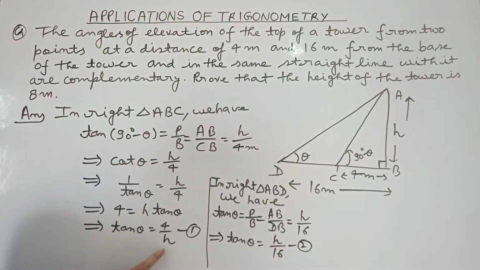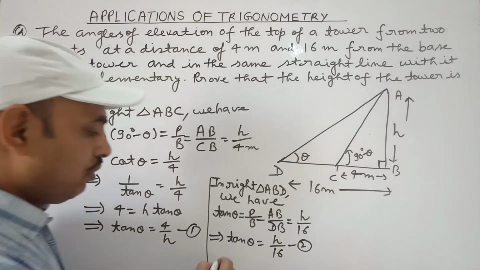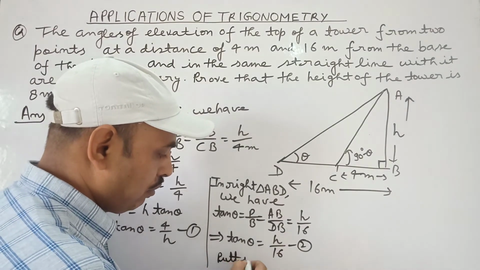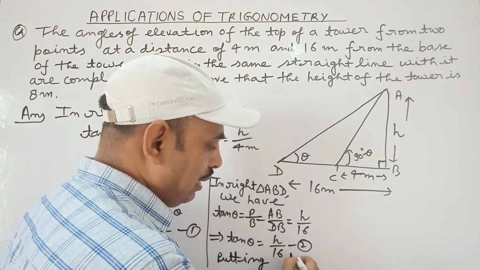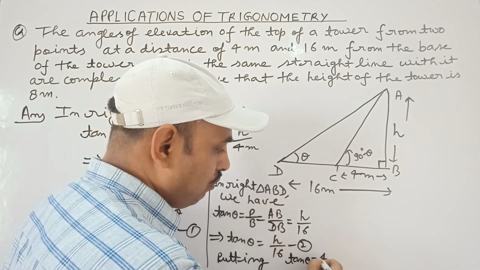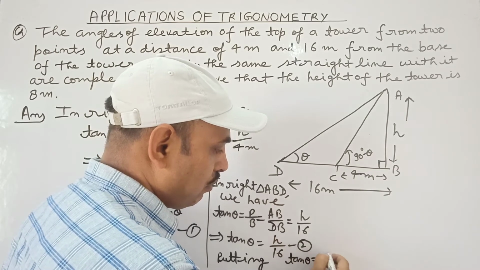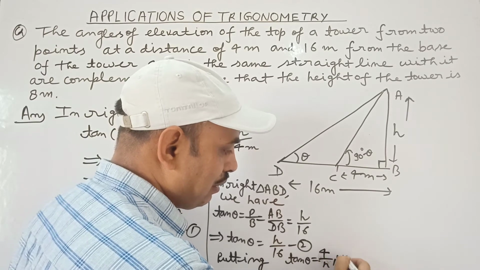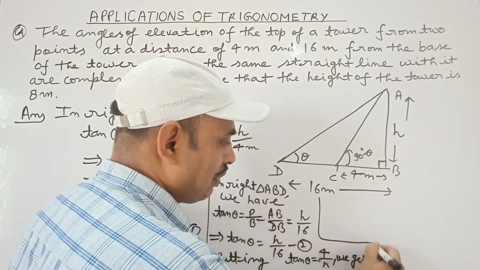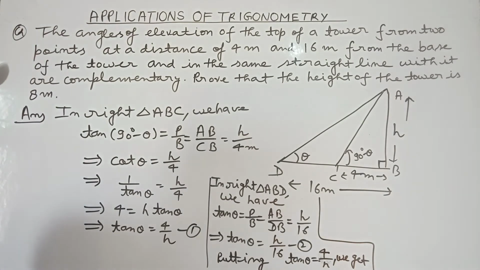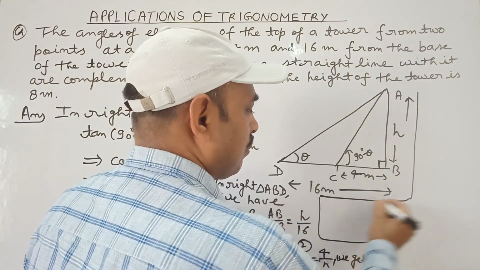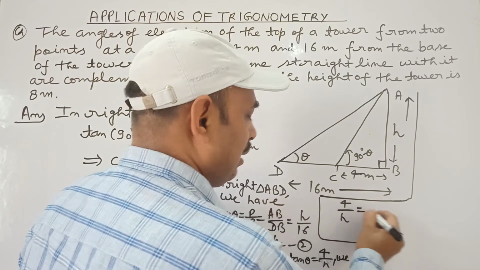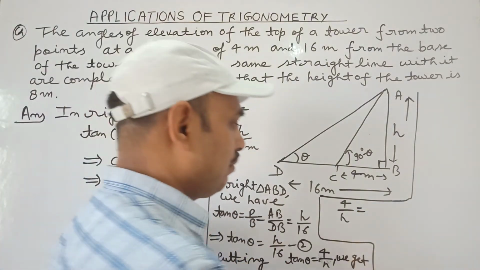Put tan theta equal to 4 upon h in this. Putting tan theta equal to 4 upon h, what do we get? Tan theta is 4 upon h. Put 4 upon h, 4 upon h equal to h upon 16.